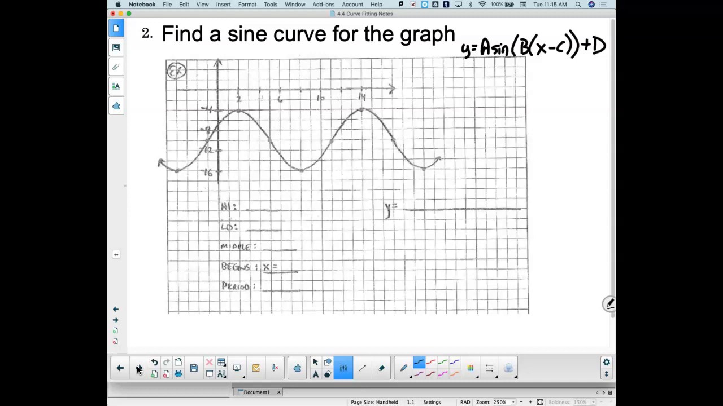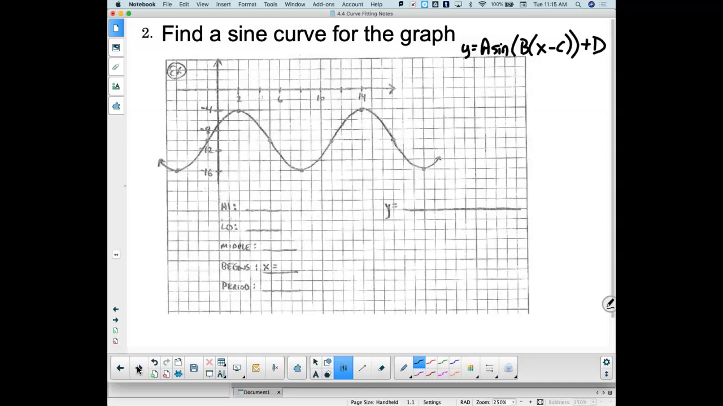Where does sine start? Low, middle, or high? Low. Sine, where does sine start? Low, middle, or high? High. Sine, where does sine start? Middle. Since we guessed all three of them, we're going to go with the one that's right at the end. Sine curve starts in the middle.